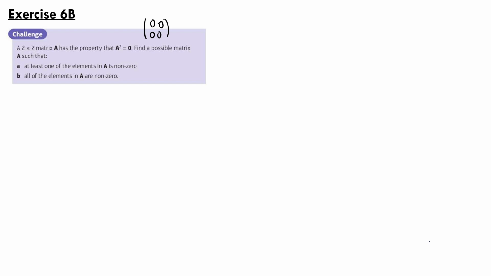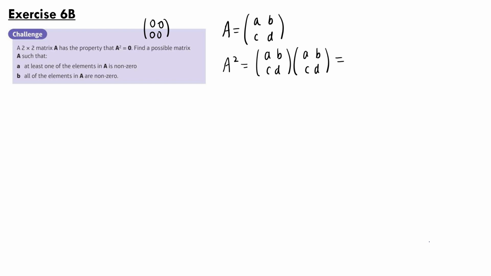Okay, so we can start by letting A be a general matrix with elements a, b, c, and d, and then find what A squared is. We multiply this matrix by itself, and using matrix multiplication, you should get a squared plus bc, ab plus bd, ac plus cd, and bc plus d squared. And remember, we're looking for this to equal 0, 0, 0, 0.